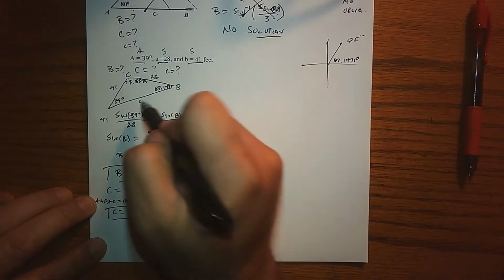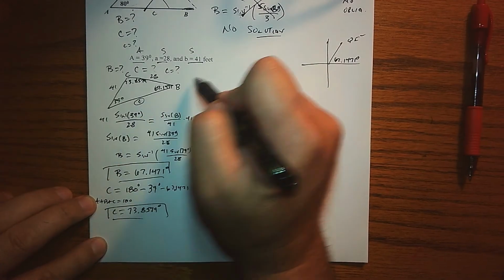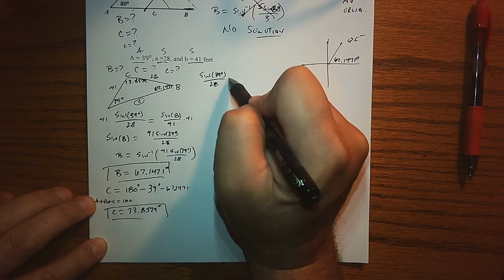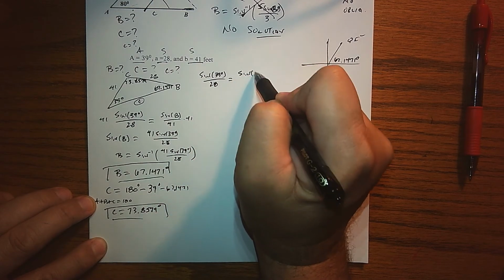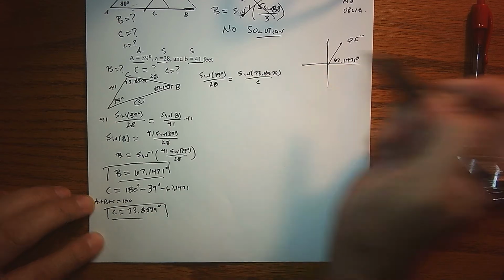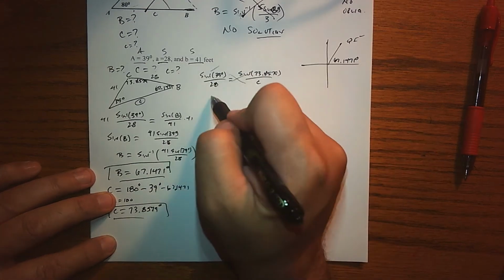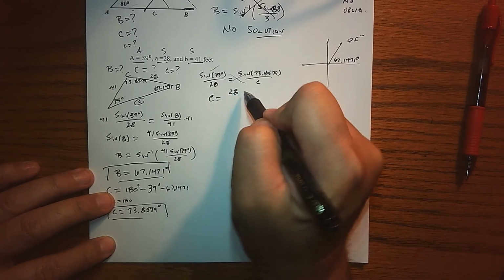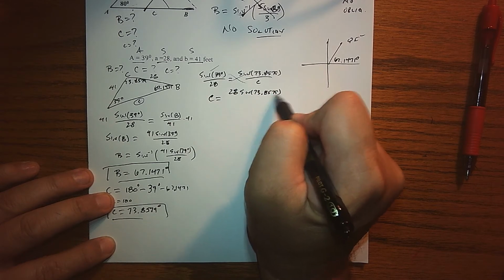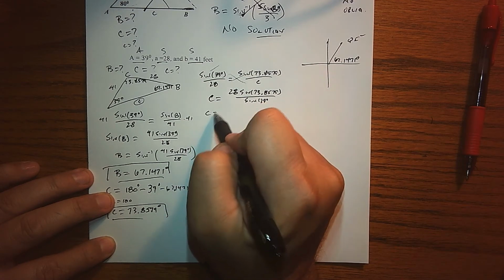67.1471. So all we need to do is find the side C, and I'll do that by invoking the law of sines. I know that the sine of 39 degrees over 28 should be equal to the sine of 73.8579 all over that angle C. As we've seen before, if I cross multiply and then divide, we get that C is 28 times the sine of 73.8579, all divided by the sine of 39. So there is our side C.